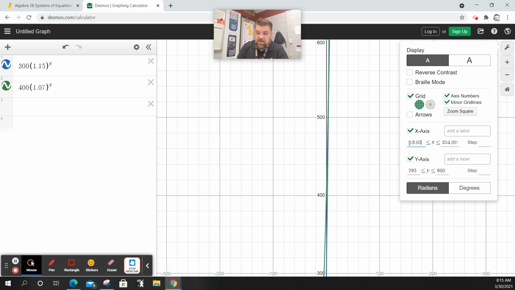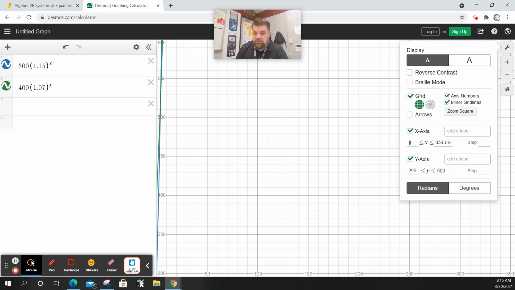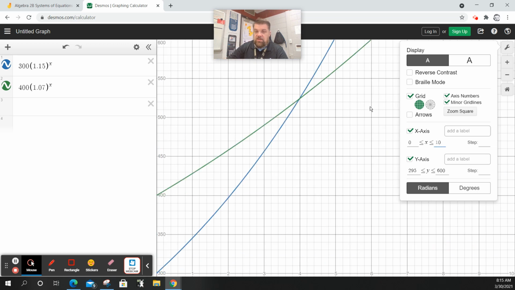So I'm going to zoom that out to about 0. And it's not going to be 354 years before that takes place. So I think it's going to be about 5 or 6. So I'll just make it 10 years. All right, there it is. Boom. Now it looks like it might cross to the left. It's possible, but those are negative x values, and we're not worried about negative time.